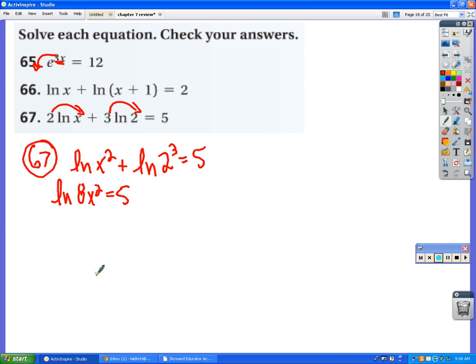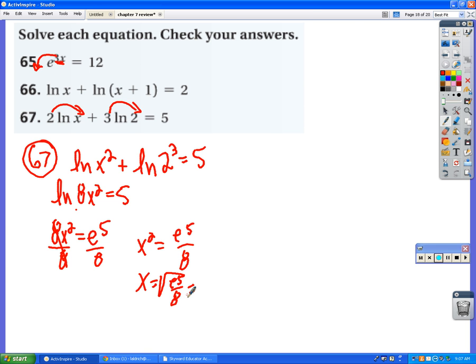Now I can use the definition of logs. This number to this power equals this number right here. So 8x squared equals e to the 5th. How do I solve that for x? Two steps. Divide by 8. Yep. We know what e to the 5th is. And my last step is to square root it. So x equals the square root of e to the 5th over 8. I got 4.3.